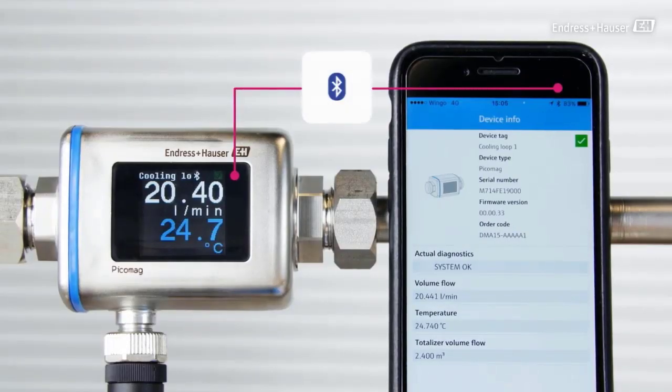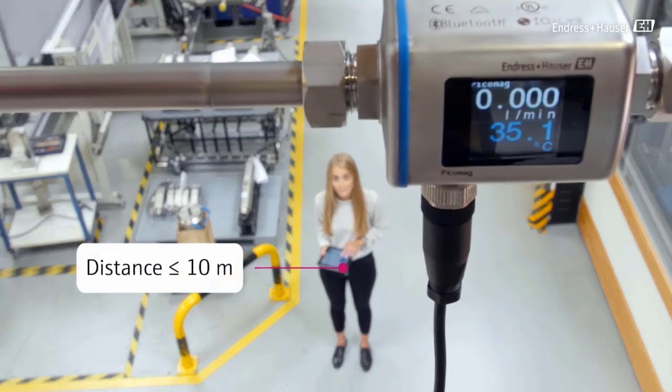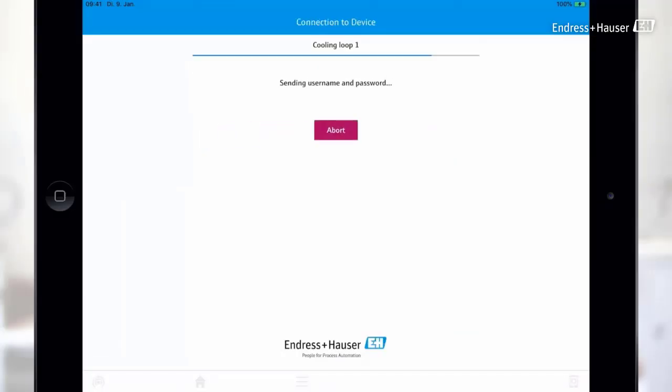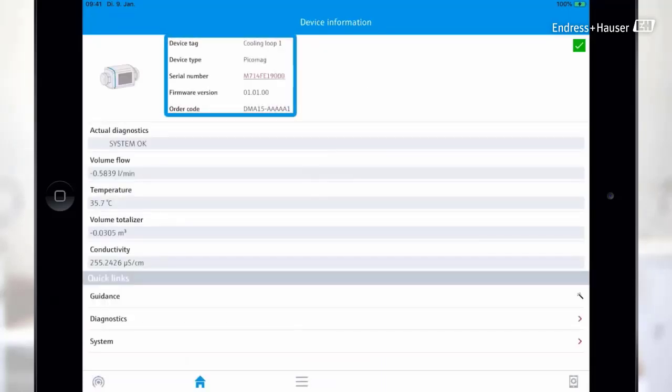The SmartFlow app provides excellent benefits. It offers an intuitive design and a user-friendly menu structure. Additionally, you can make use of a wireless connection between your smart device and the PicoMag for very simple configuration. Both save real time and effort, even when the PicoMag is mounted in a place difficult to reach. After logging in, you will automatically see the home screen. Here you find the basic information of the device, such as device tag, serial number, or order code.